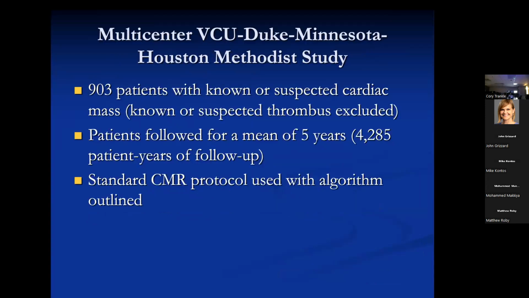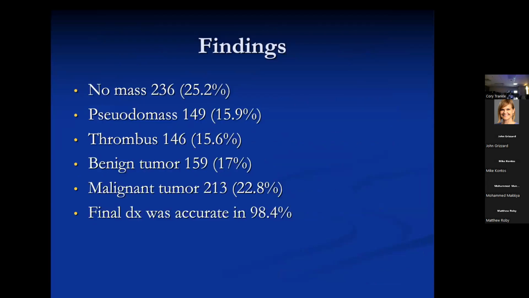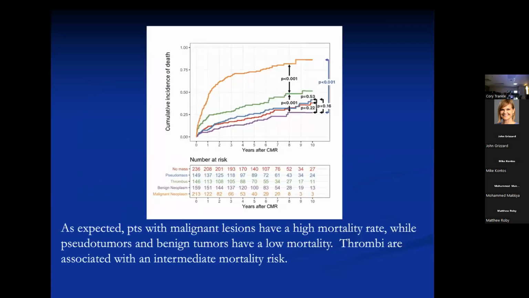We did a study with like 900 patients, as I mentioned. And the nice thing was, because it took us so long to get it done, we had a long follow-up period. And what was sort of interesting was our no mass, pseudomass category is made up about 40% of cases. Thrombi were another, and we excluded known thrombi. These are unknown or undetected thrombi, which made up a small percentage, as did benign tumors and malignancy. And our accuracy was quite good.